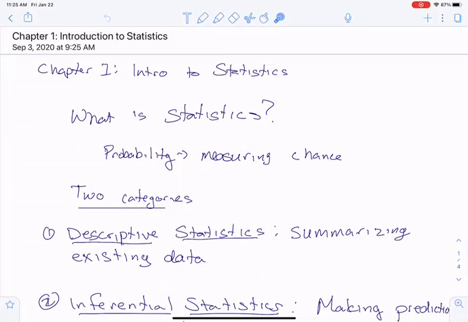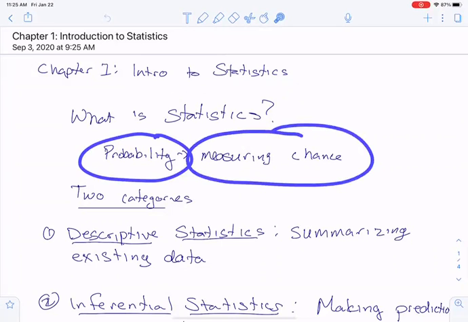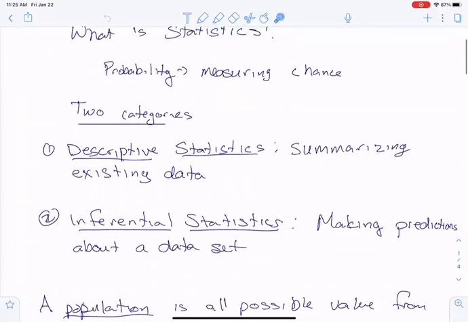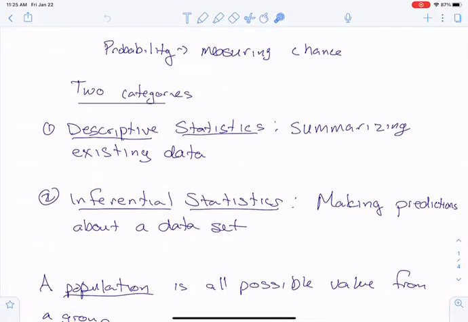Today, we're going to talk about Chapter 1, an introduction to statistics. And so the fundamental question is really, what is statistics? Statistics is nothing more than the study of probability, which is measuring chance. And when we talk about statistics moving forward, there are really two categories of statistics that we're going to delve into in this class: descriptive statistics and inferential statistics.